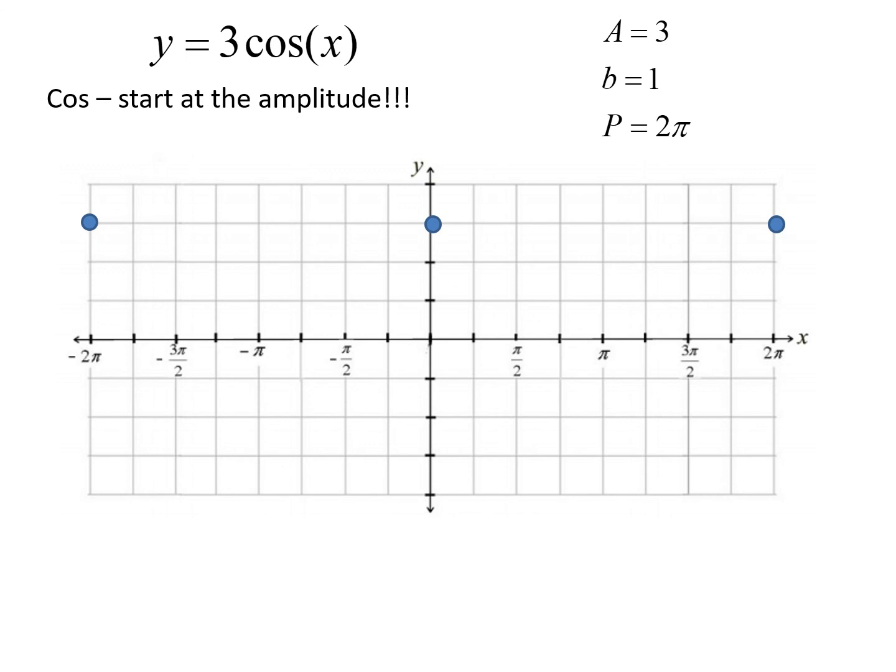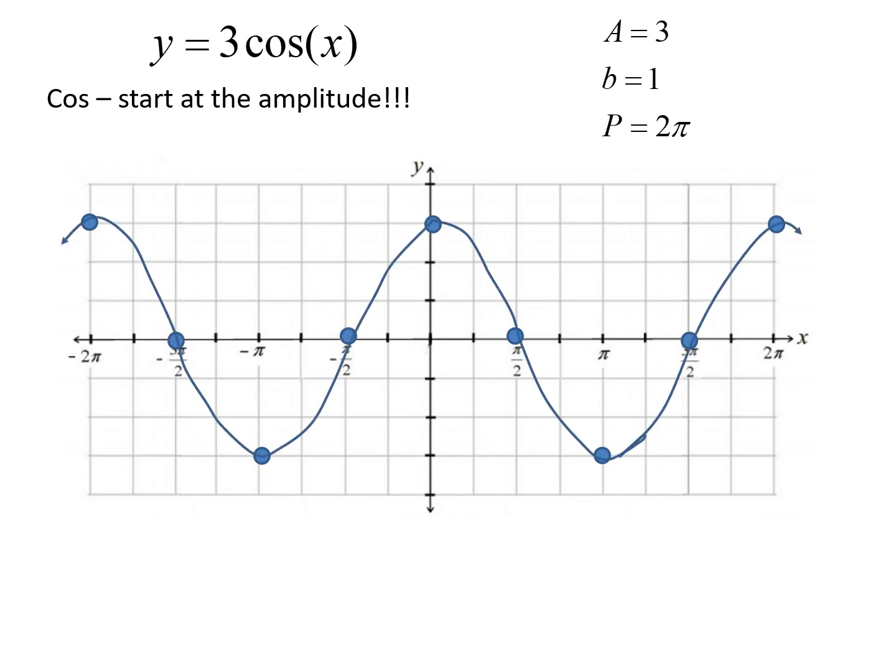Halfway in between my first point and my second point, between 0 and 2 pi, I'm going to be at my negative amplitude. And halfway in between 0 and negative 2 pi, I will also be at my negative amplitude. And then halfway between my first and second point, I'm going to be at 0. And halfway between my pi and 2 pi here now, I'm going to be at 0 again. So anything that's not at an amplitude or negative amplitude will be at 0. And then I'm just going to connect my curve here.